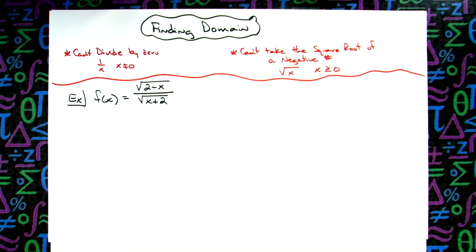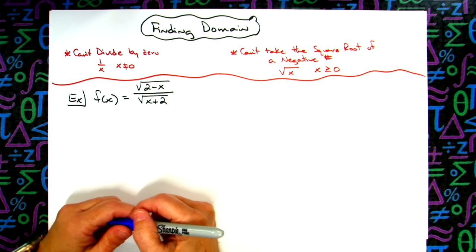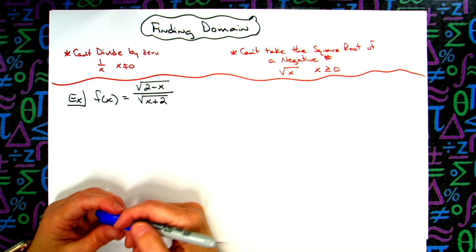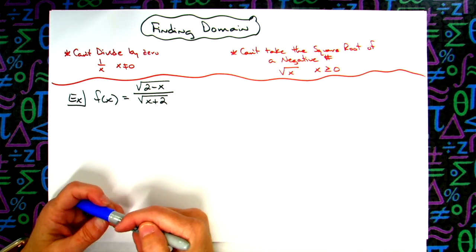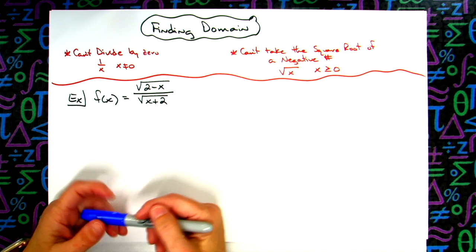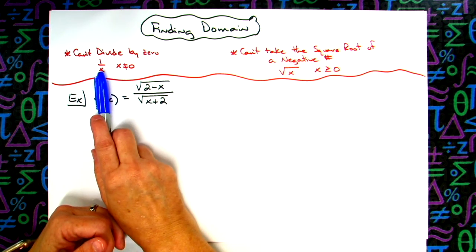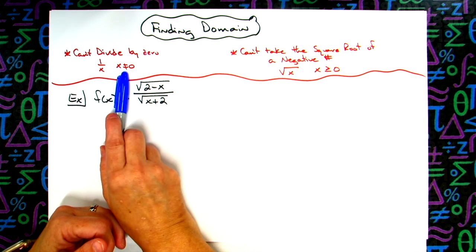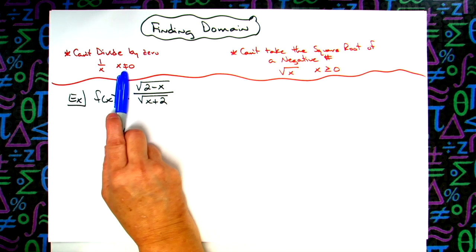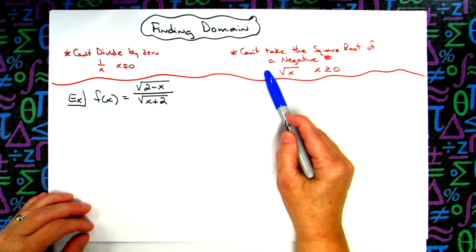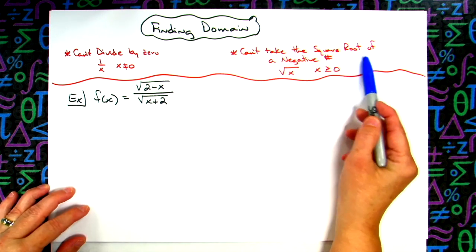All right, in this video, we're going to take a look at one example of finding domain. Before we get started, you really have to understand that there are two main rules you have to abide by when you're looking at your domain. You cannot divide by 0, so when you have a rational function, that denominator cannot equal 0. So you have to make sure that you take that into account. The other thing you cannot do is take the square root of a negative number.